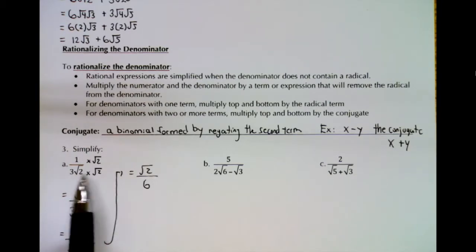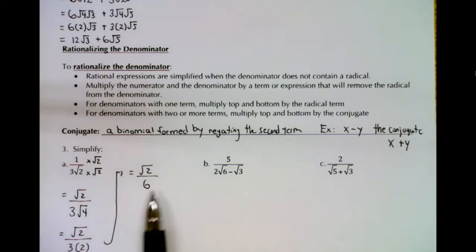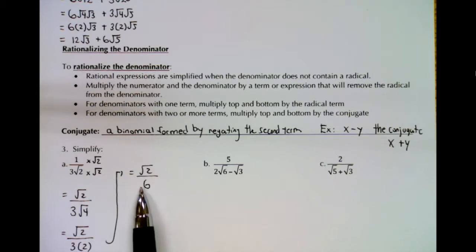Once you recognize that pattern, you don't have to write root 4. You can just go right to writing 2 as the answer. And 3 times 2 is 6. And this is a fully simplified radical.